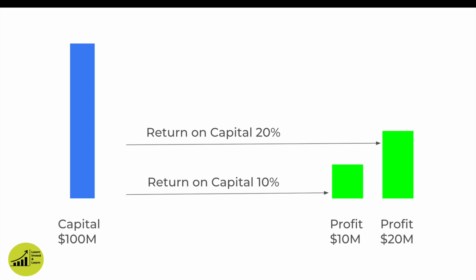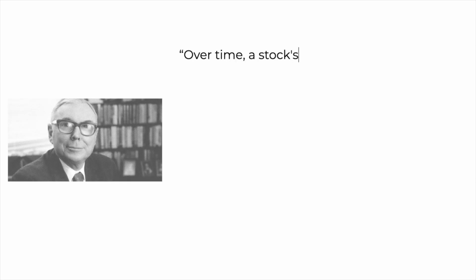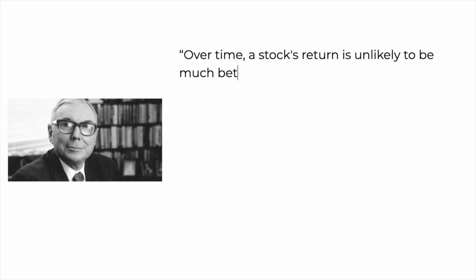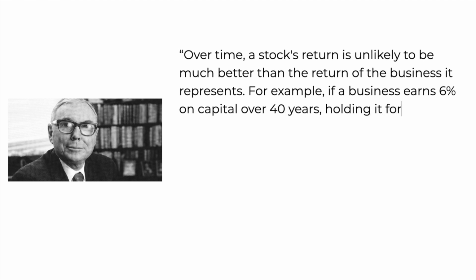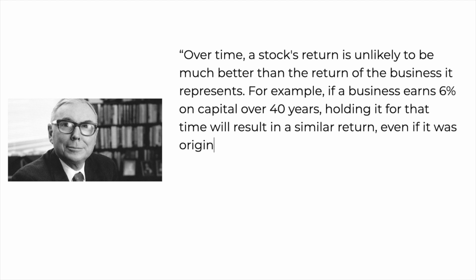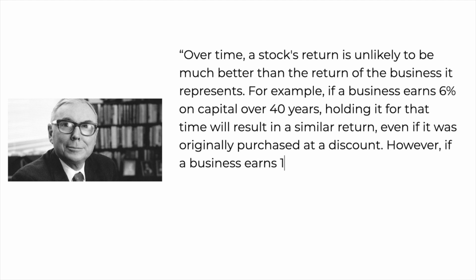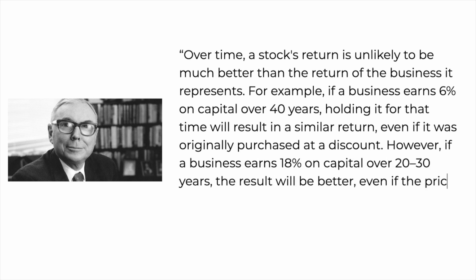Charlie Munger has said that over time, a stock's return is unlikely to be much better than the return of the business it represents. For example, if a business earns 6% on capital over 40 years, holding it for that time will result in a similar return even if it was originally purchased at a discount. However, if a business earns 18% on capital over 20 to 30 years, the result will be better even if the price paid seems high.